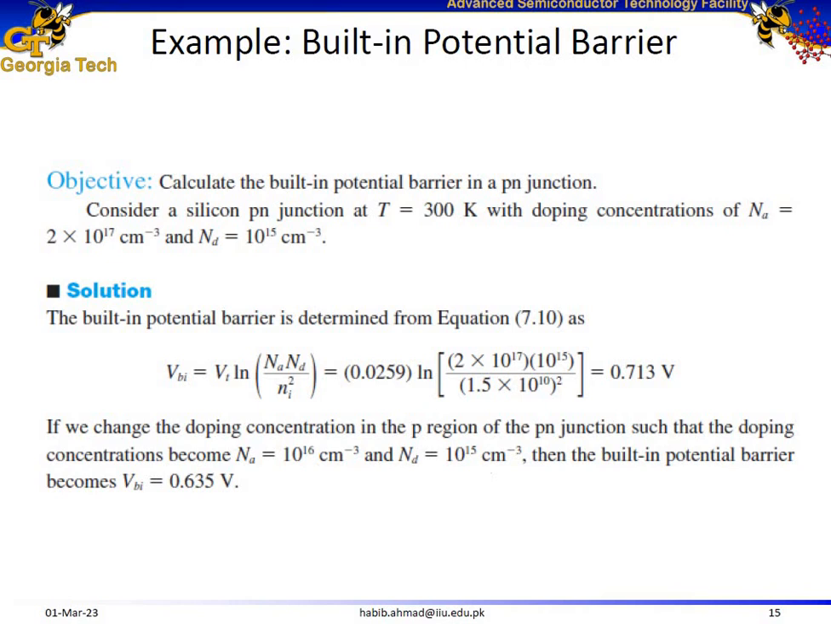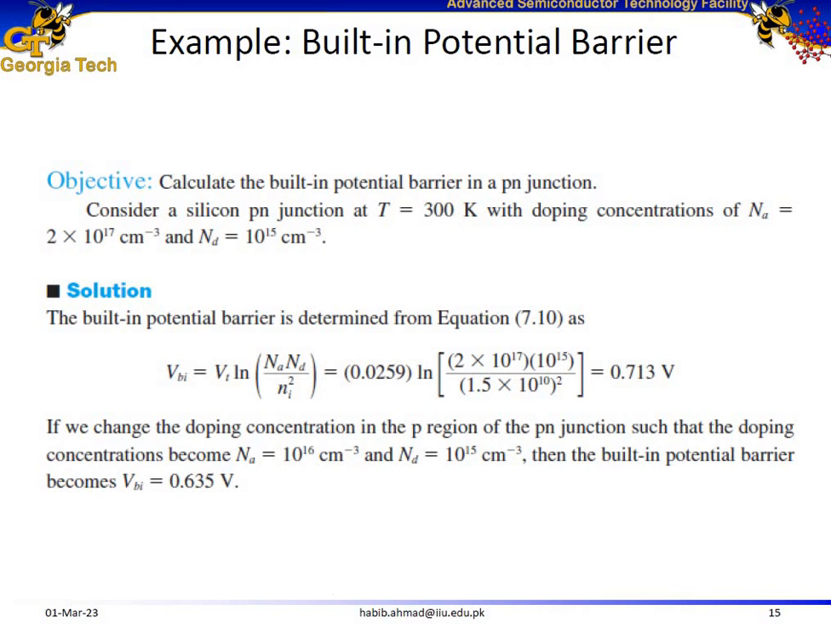That is right. Generally, the built-in potential is closer to the band gap of the semiconductor. For example, for silicon, the built-in potential on average we can say is 0.7 volts. It's in the range of 0.5 to 0.9 depending on the doping concentrations, but roughly it's 0.7, which is close to the band gap of the semiconductor. The band gap is 1.1 electron volts.